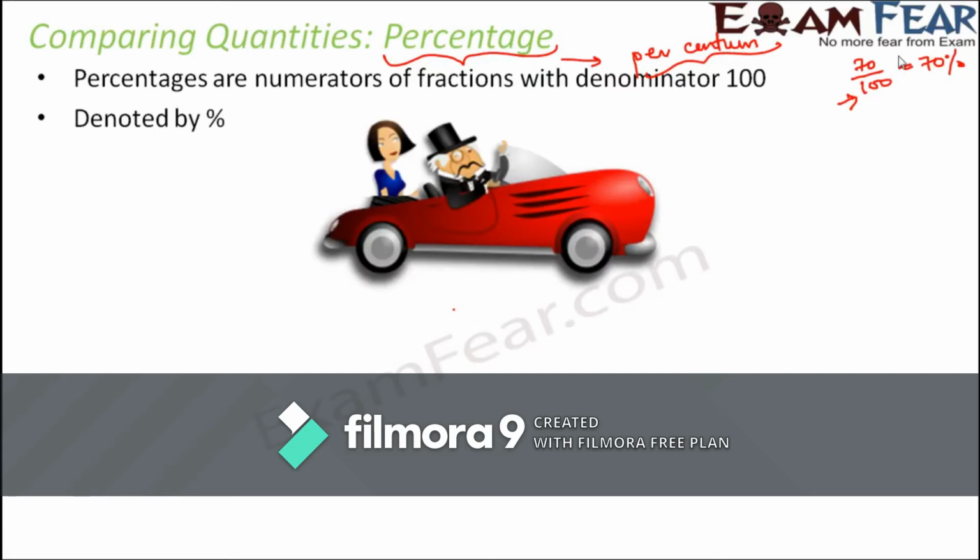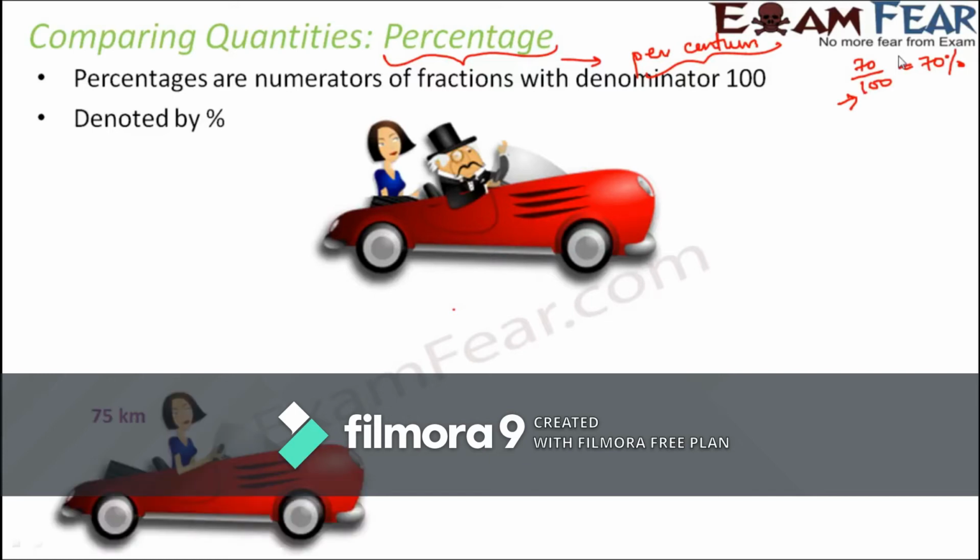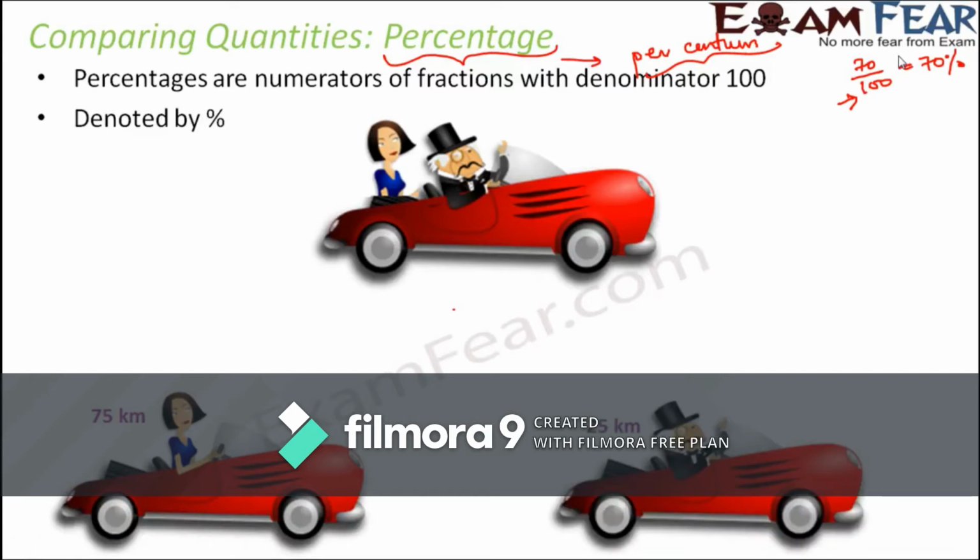So let's say that Mr. and Mrs. Smith are going out on a long drive of 100 kilometers. So they are going to cover a distance of 100 kilometers, and out of this 100 kilometers, Mrs. Smith drove the car for 75 kilometers, and the remaining distance, which is 25 kilometers, was covered by Mr. Smith. Okay, so now it's really difficult for one person to drive 100 kilometers at a stretch, so they divided the work.